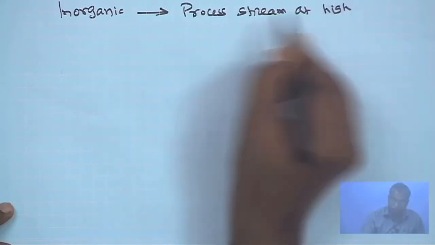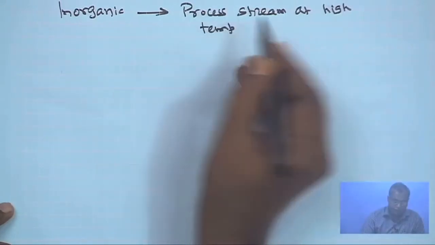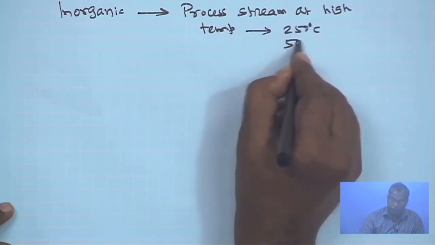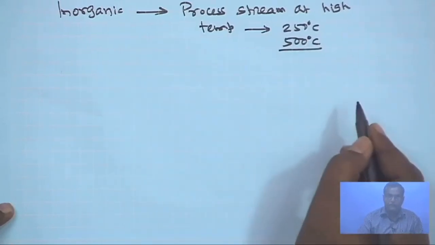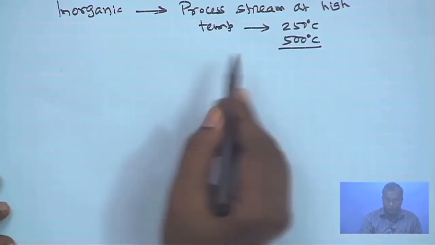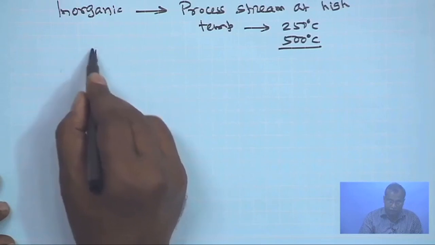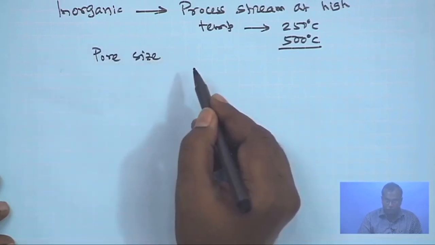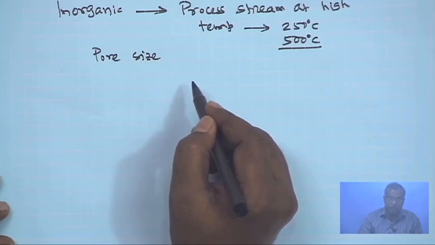At high temperature, and what is the typical high temperature? Anything 250 degree centigrade, 500 degree centigrade, it should not be a problem. It has high thermal stability, but the major problem of the inorganic membrane is that pore size control at lower pore size, like in less than micron, is very difficult to obtain.